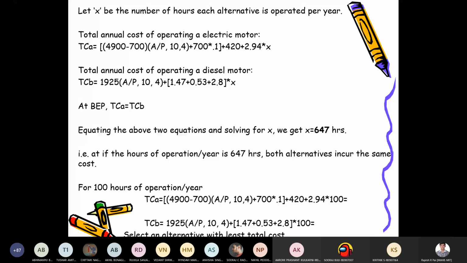Then we calculate the unknown factor x, if they have asked us to calculate the number of hours of operation for each alternative. At the break even point, the total cost of one alternative is equated to that of the other, and we calculate the value of x. Then substituting the value in the equation gives us the total cost for 100 hours of operation per year. Among the two, the one having the lower total cost will be selected.